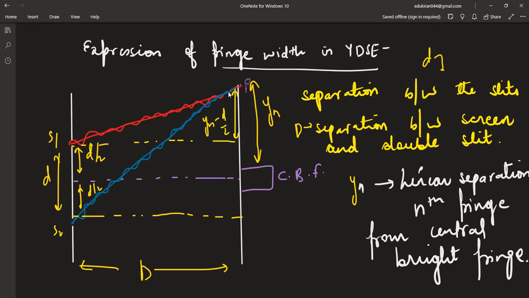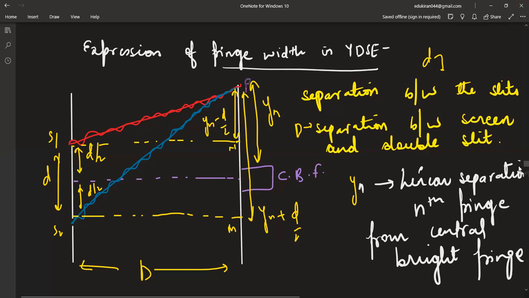Correct? And if that is S1's perpendicular, if I want to find out S2's perpendicular, that means this entire, so this is yn plus d by 2. That's it, the separation. All right. Just name this point something so that you remember. Let's name this as N. Let's name this as M so that we remember these points.